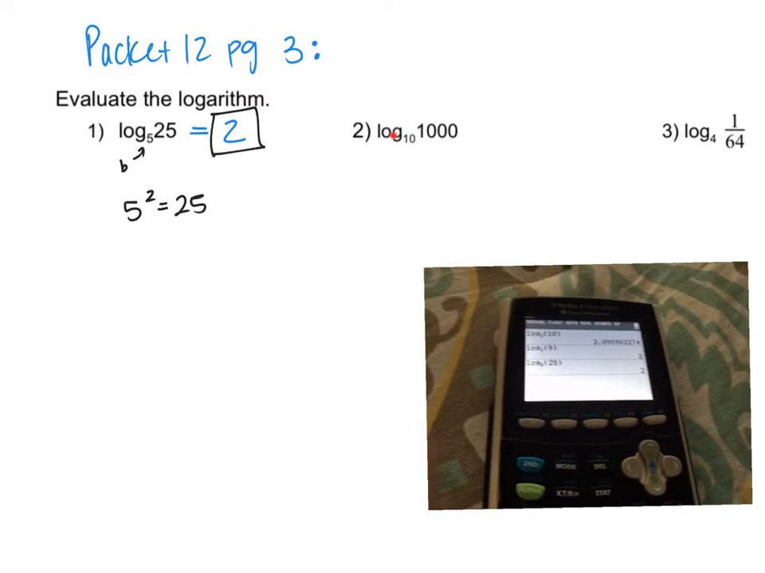This one here says log base 10 of 1,000. If I were to put that in my calculator, I just get a 3, because 10 to the third power, if you multiply 10 three times, you get 1,000. Then this one here is log base 4 of 1 over 64. Let's try to do that one together in the calculator. If you were to do this one in the calculator, you would do log.